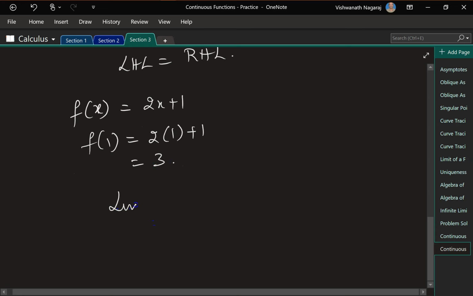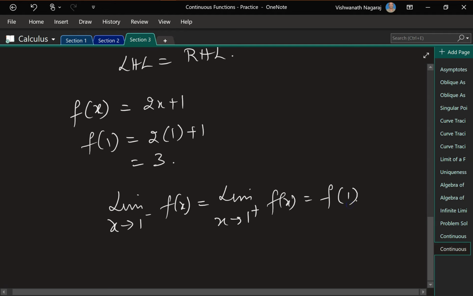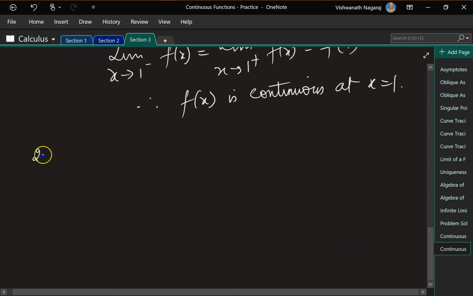So limit as x approaches 1 from the left hand side of f of x is equal to the limit as x approaches 1 from the right hand side, is equal to f of 1. So therefore the function is continuous at x equal to 1. Now let's look at the second problem.